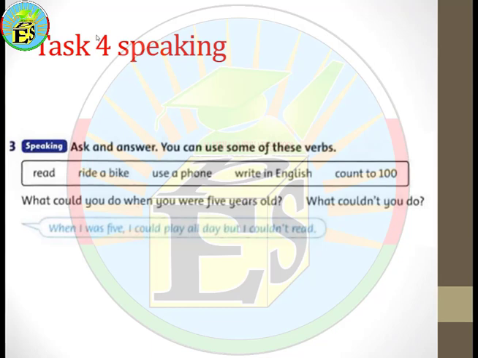Now we will make questions. What could you do when you were 5 years old? What couldn't you do? Look at the bubble here. When I was 5, I could play all day, but I couldn't read. So we can make these answers as these questions here, or we can write as sentences. I'm going to show you the answer. I would like you to open your notebooks and write the answers.